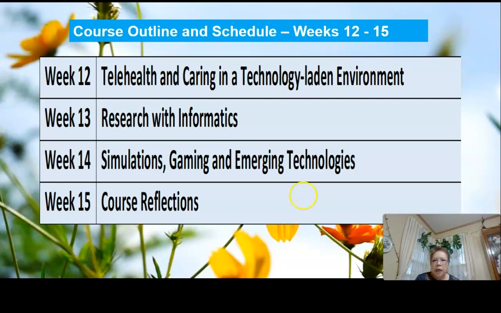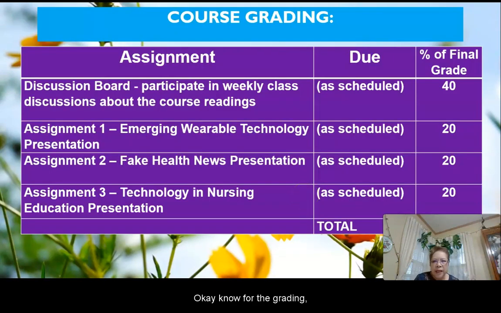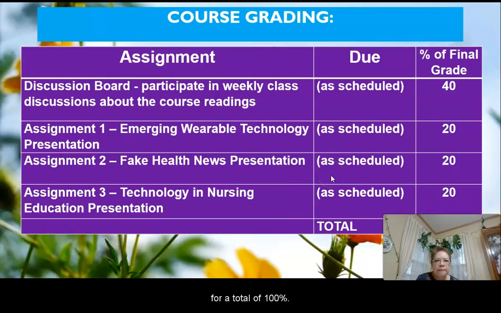Okay, now for the grading. All your weekly activities, which are your answers posted on the discussion board and your replies to your peers' posts, that's 40%. Your assignment number 1, the emerging wearable technology presentation, is 20%. Assignment number 2, fake health news, is 20%. And assignment number 3, the technology and nursing education presentation, is 20%, for a total of 100%.